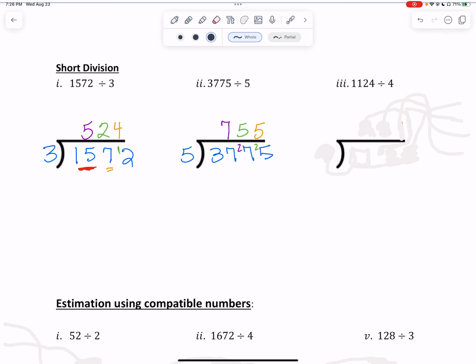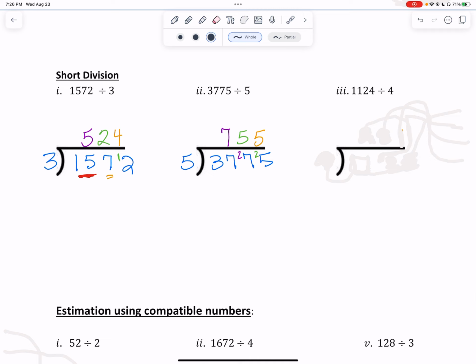Okay, let's do it one more time. Again, you need to put 1,124 under the house. So 4 doesn't go into 1, but 4 does go into 11. 2 times. 4 times 2 is 8. So 11 minus 8 is 3. So that's where I got that little 3 right there.